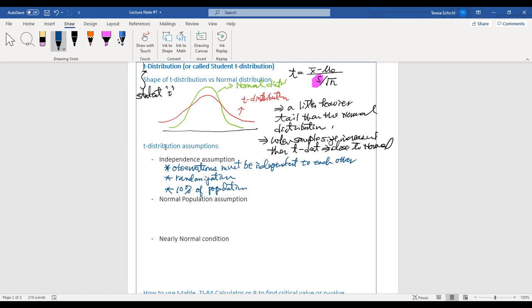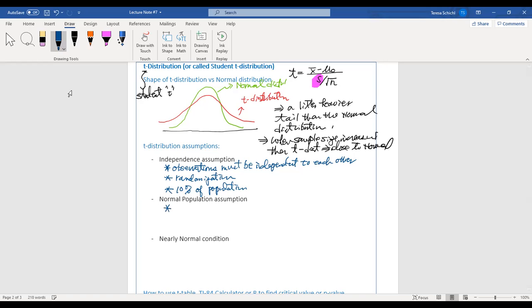With 1,000 families in this city, for example, this is my population. If I'm taking 200 families to check the average income, then that does not match the 10% population criteria. Then the next thing is the normal population assumption.